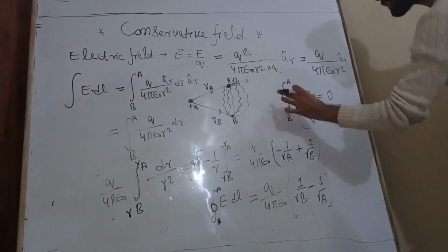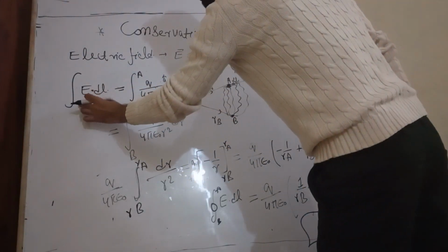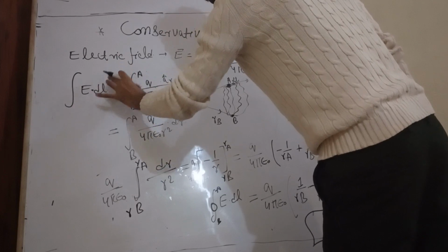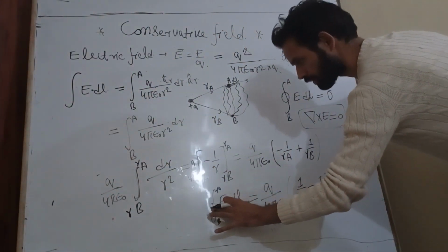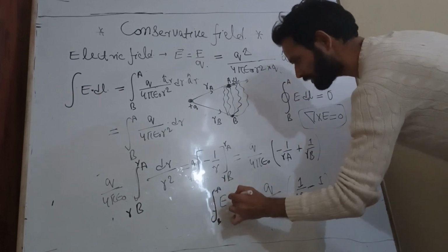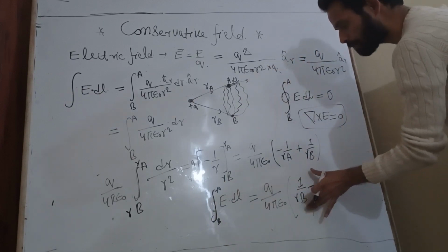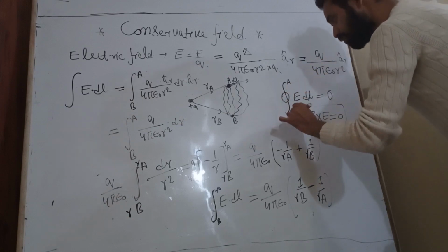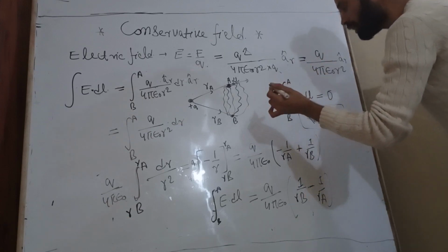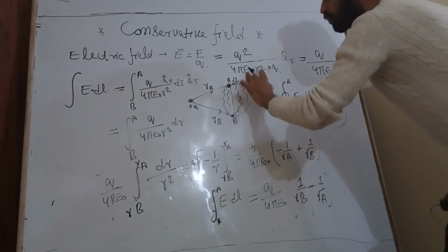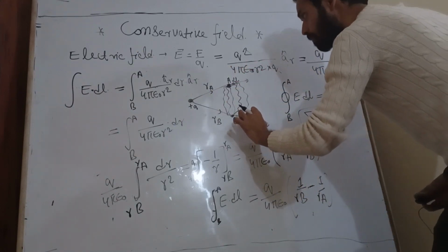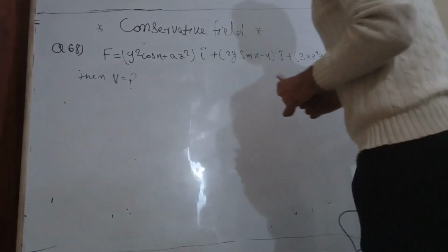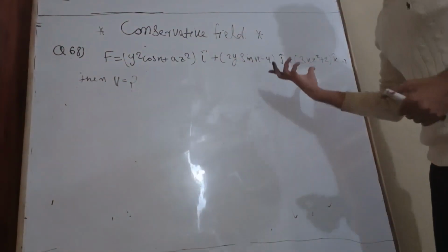If you see the closed line integral, here we are just doing the open integral from b to a. This is not closed, this is open. In an open integral it depends on the initial and final points. If you see a closed path, first from b to a and then it will come back.